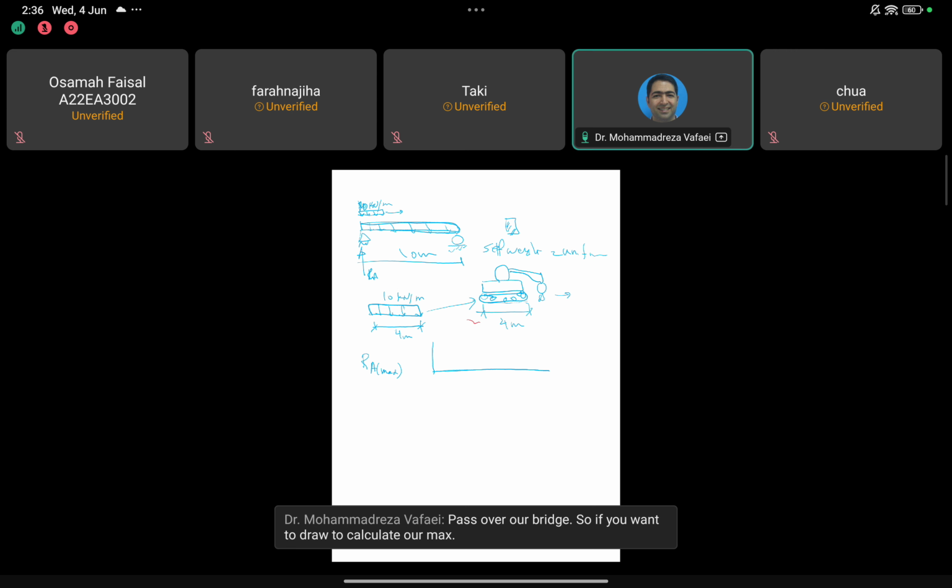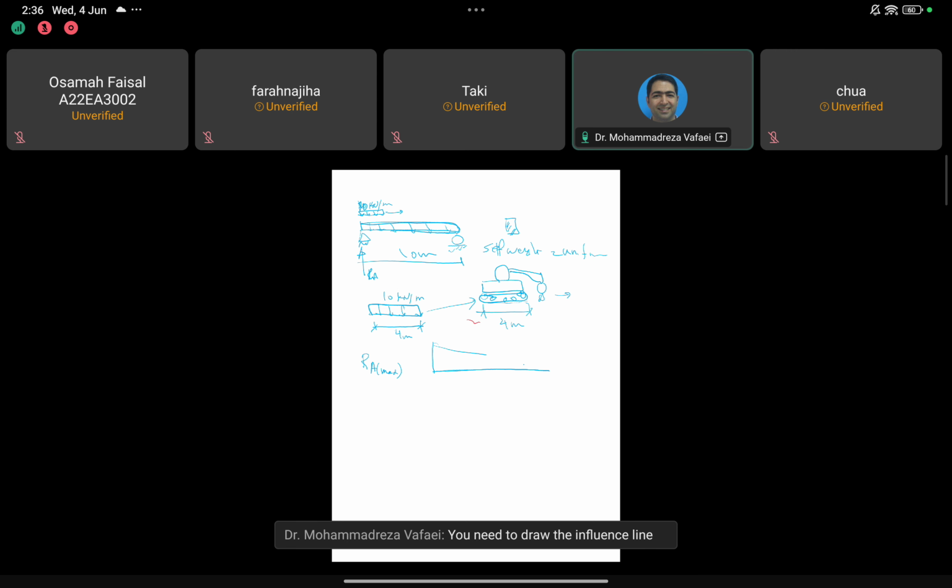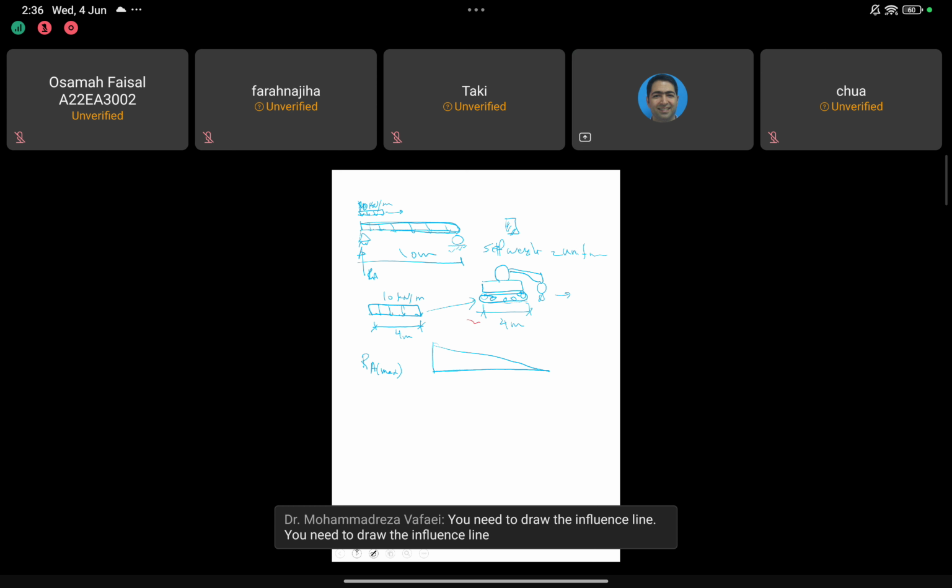So if you want to calculate RA max, first you need to draw the influence line. The influence line is similar to what I said to you, 1 here and 0 here.